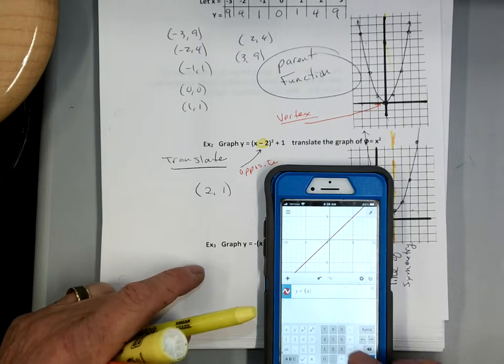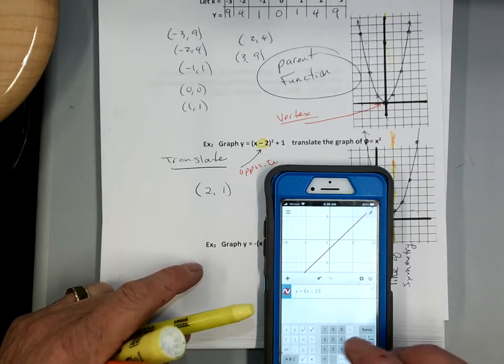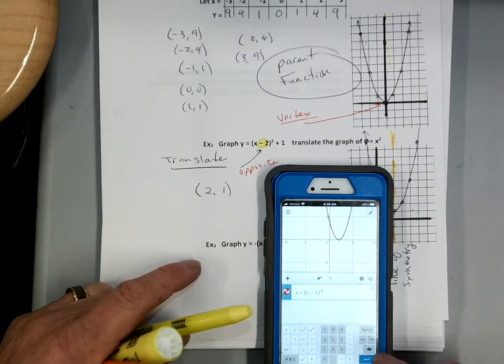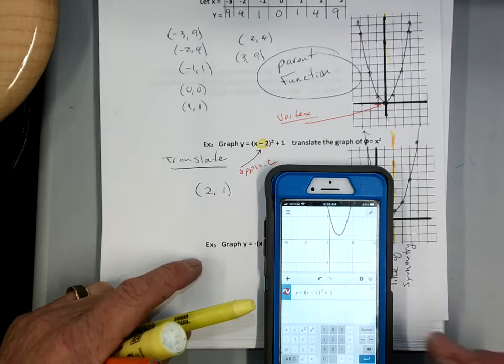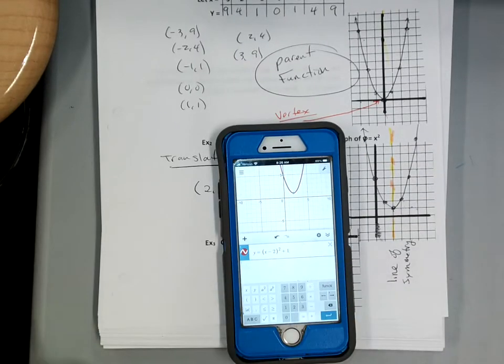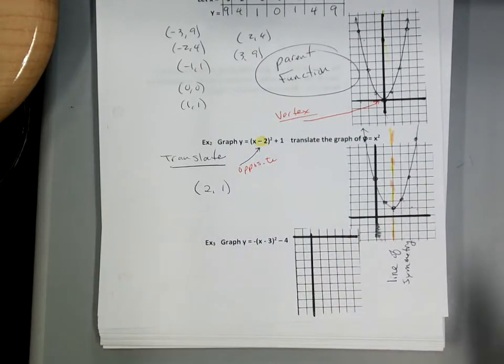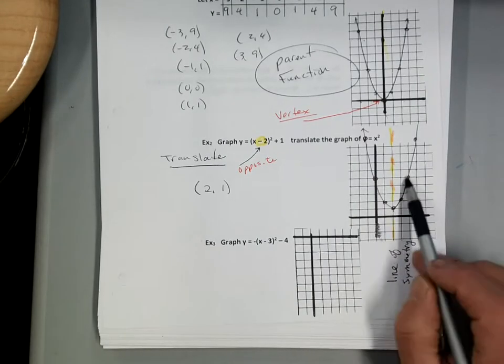X, subtract 2, squared, plus, hold on, give me a second, plus 1. There's my graph. Same graph, right? But I think it's so much faster just to do what I did. The 1, 1, 2, 4, 3, 9, right?